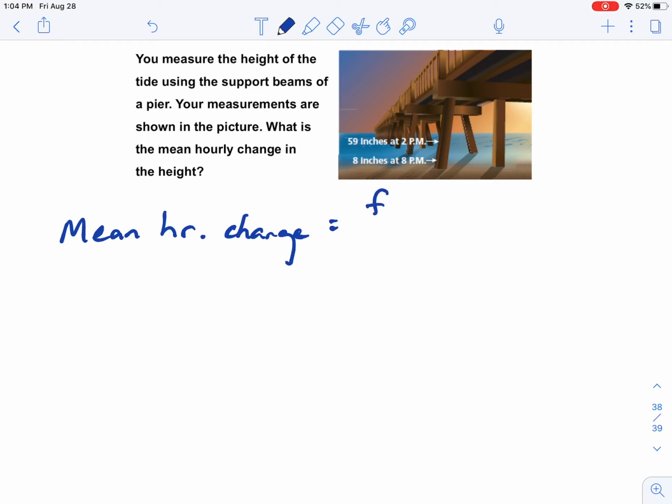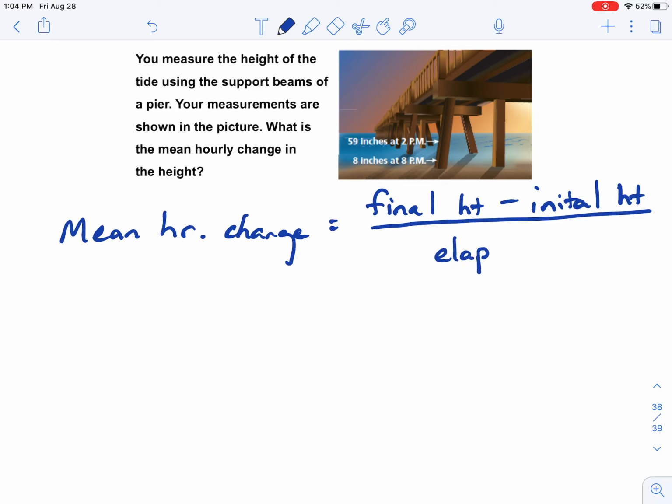Okay, the mean hourly change is represented by the final height minus the initial height. In other words, where it started, right? That's what the word initial means. Where did it start? Final height minus initial height. And then we're going to put that over what's called the elapsed time. In other words, how long did it take for the tide to change?